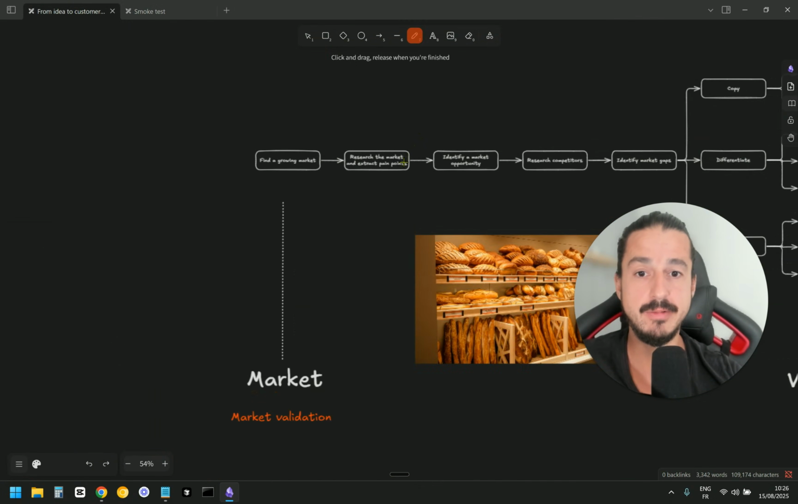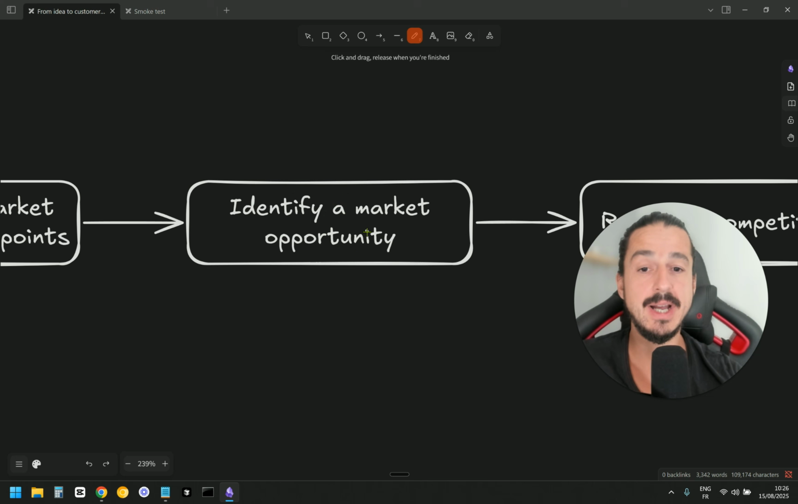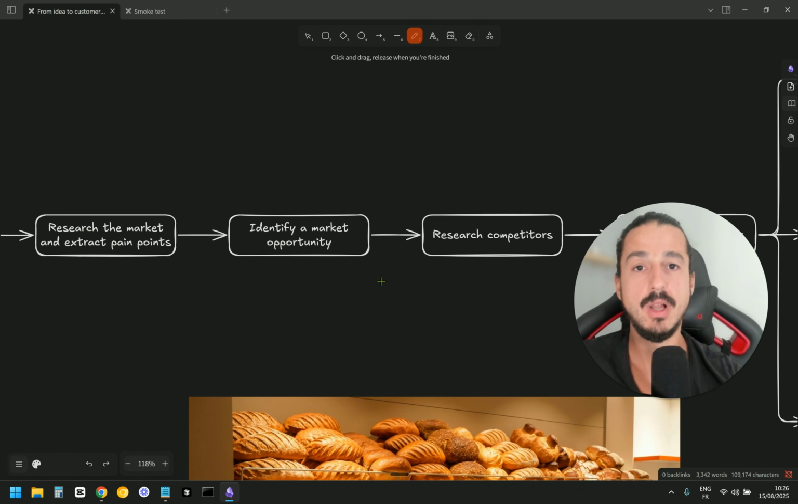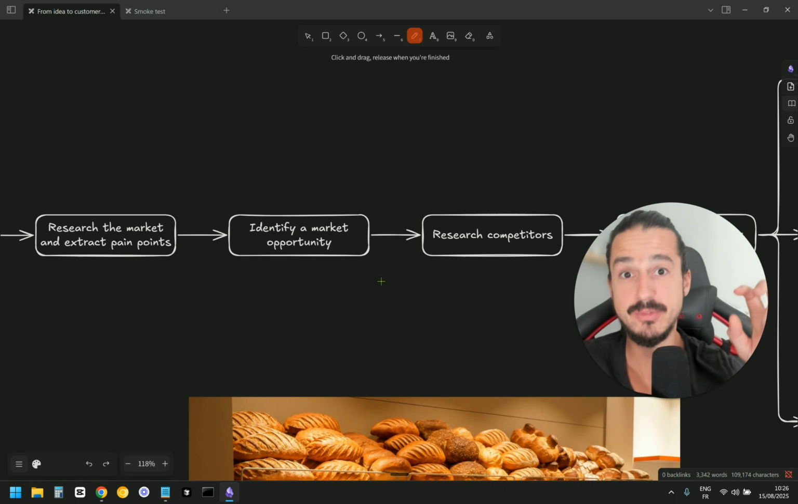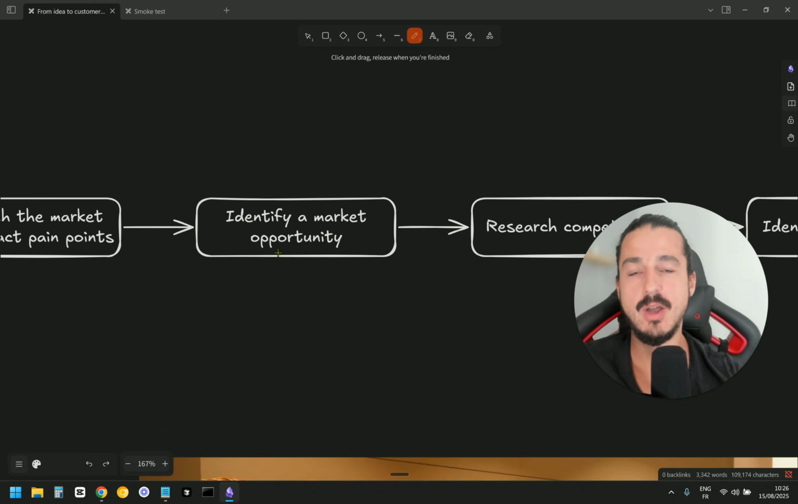So once you have found the pain points, then you want to identify the market opportunity, which means you want to dig into each of these pain points. Again, you can do it with AI, and I will link the videos in the description, so you can see how to do it. But you can also simply search, read forums, and understand what are the major pain points that people are struggling with within this already in-demand market.